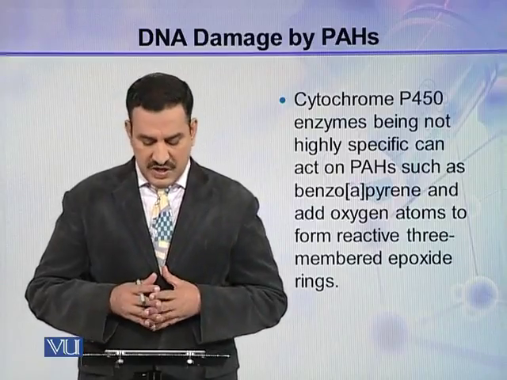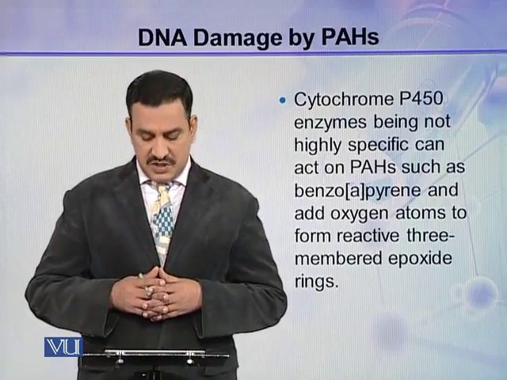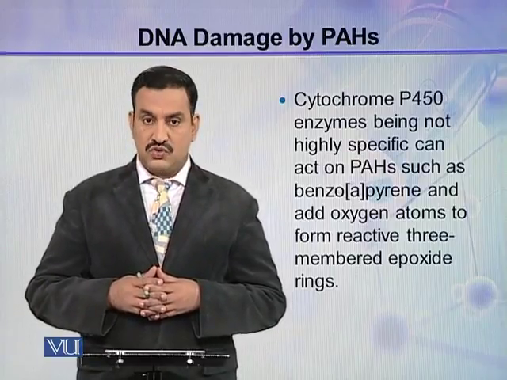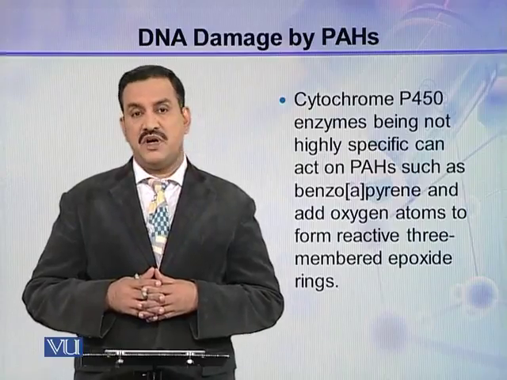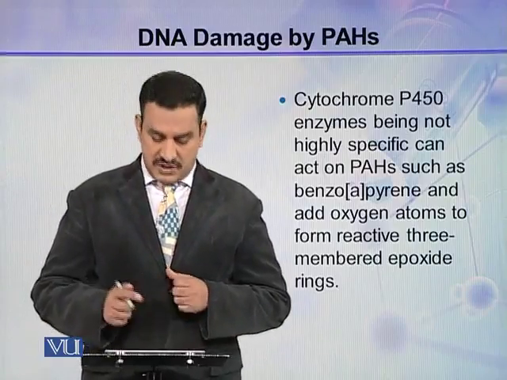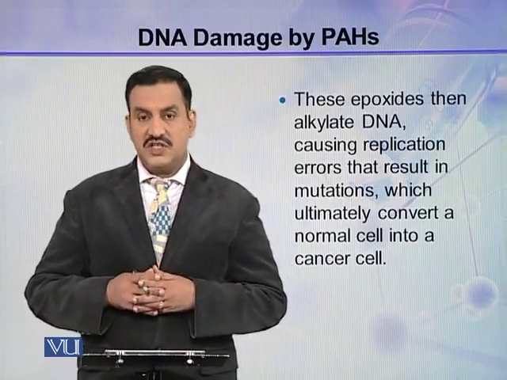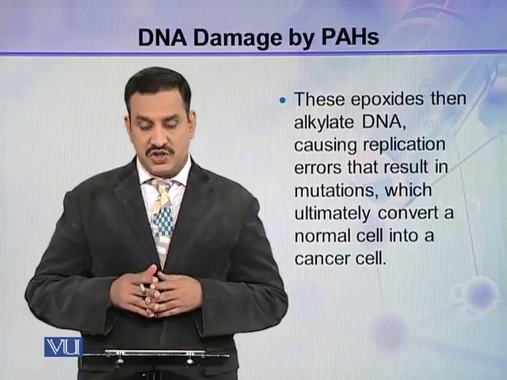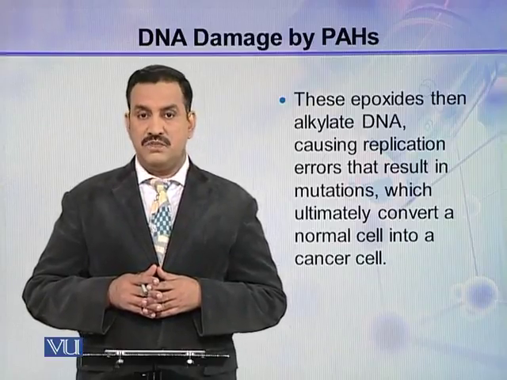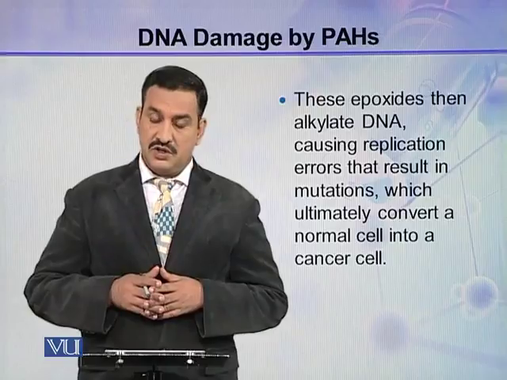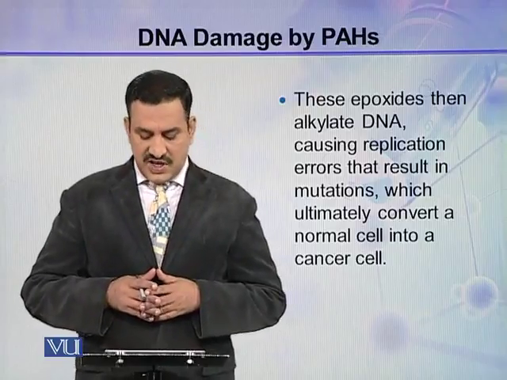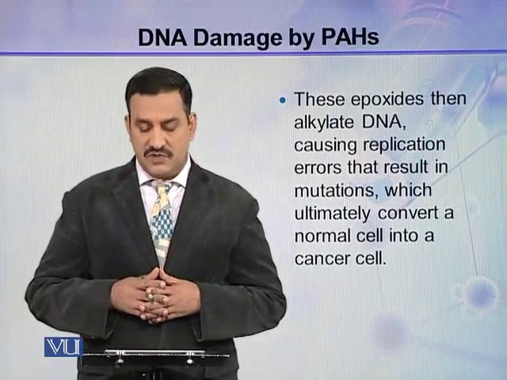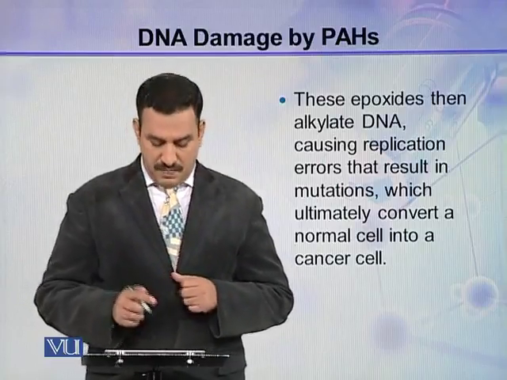In the same way, they act on PAHs such as benzo[a]pyrene and add oxygen atoms to form reactive three-membered epoxide rings. These epoxides then alkylate DNA, causing replication errors that result in mutations. And due to these mutations, the normal cells ultimately convert into cancer cells.